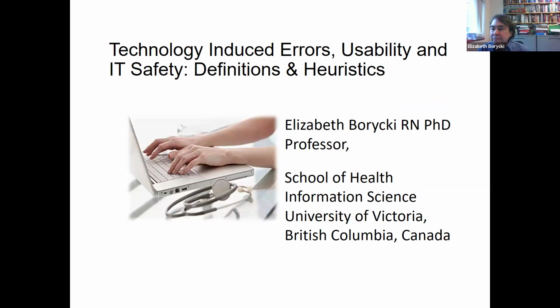But at that point, I will pause and pass it over to Elizabeth Borycki to show you how we take some of that basic stuff I've showed you and move it up to creating heuristics related to safety of systems, including AI.